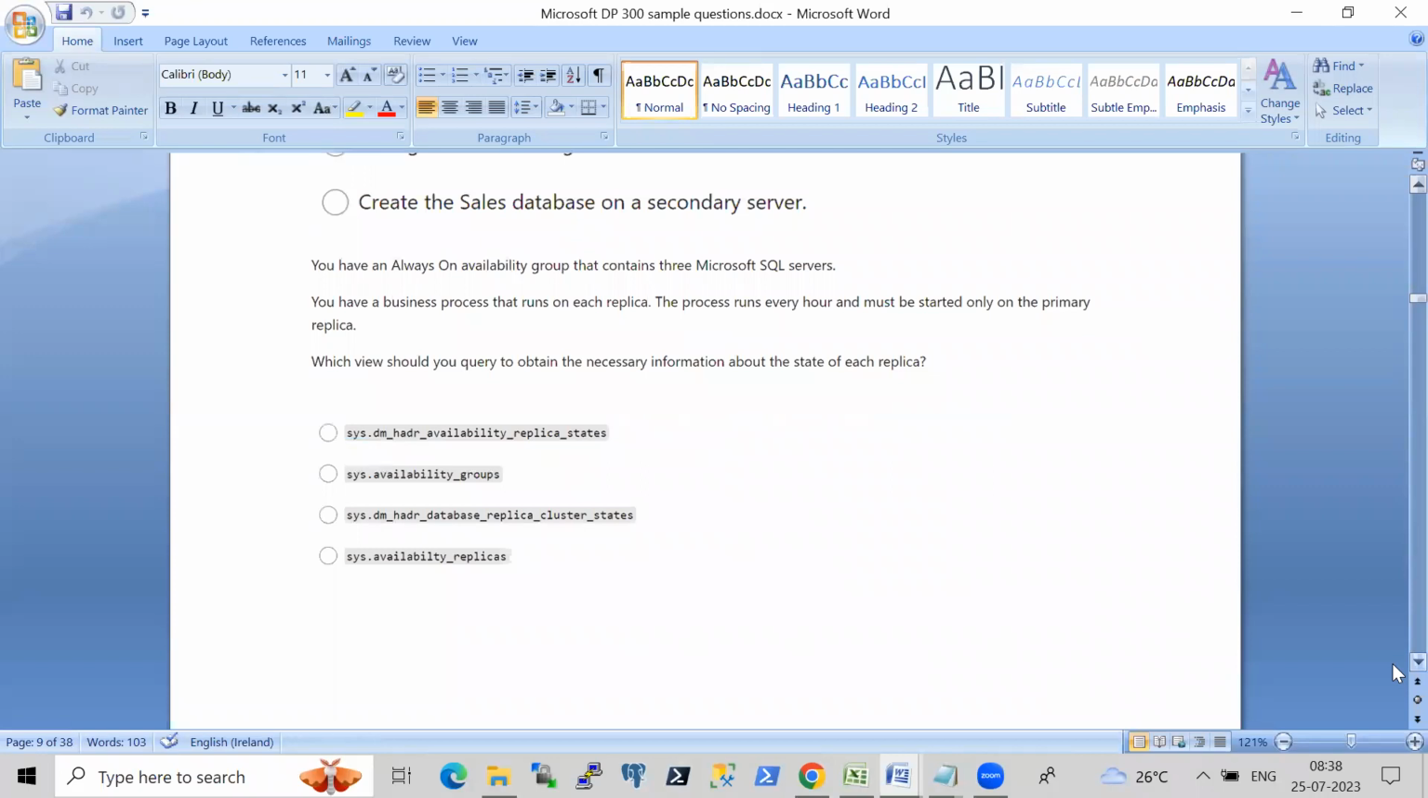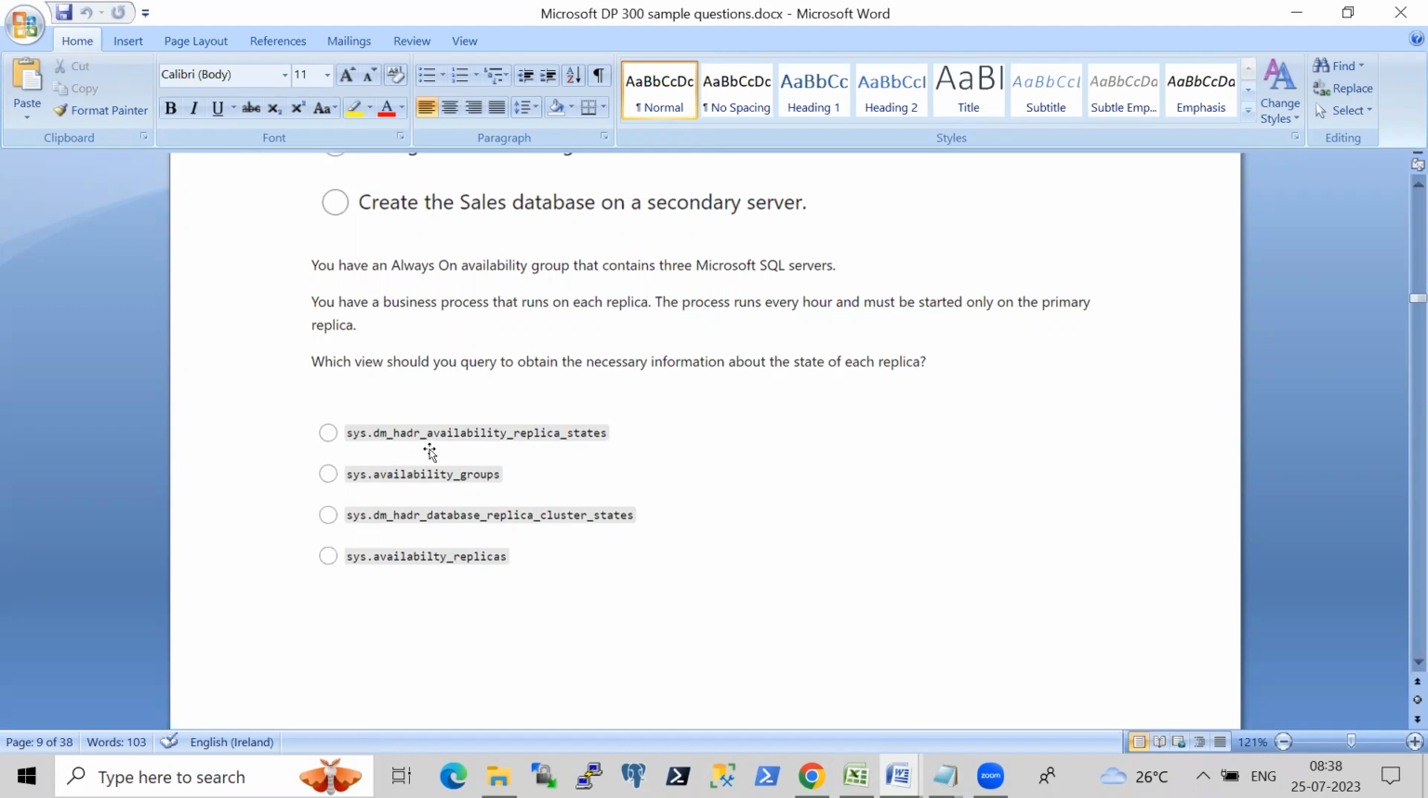Again, a DMV. This time he is talking about a DMV. We have an availability group that contains 3 replicas. You have a business process that runs on each replica. The process runs every hour and must be started only on the primary replica. Which view should you query to obtain the necessary information of each replica? He is talking about all replicas. So which DMV will provide us the replica information?